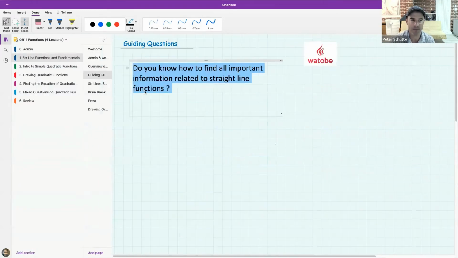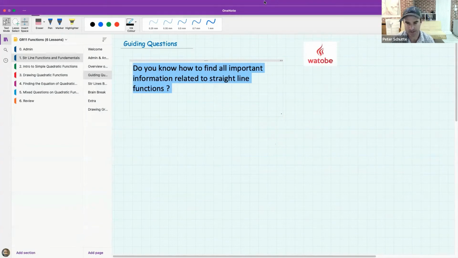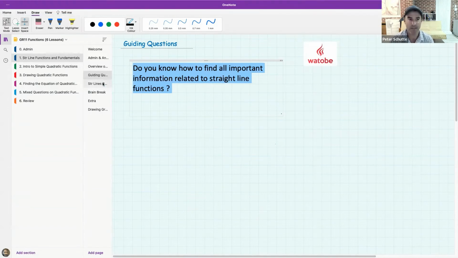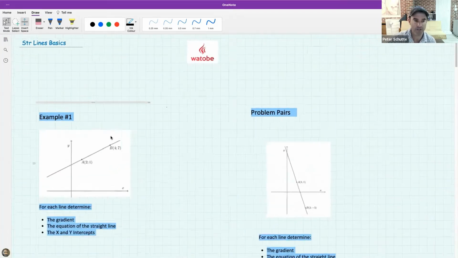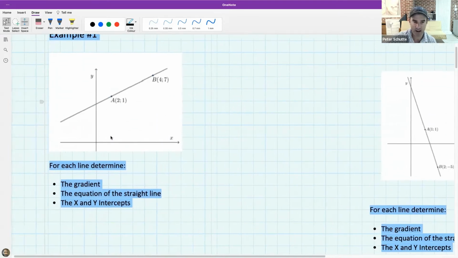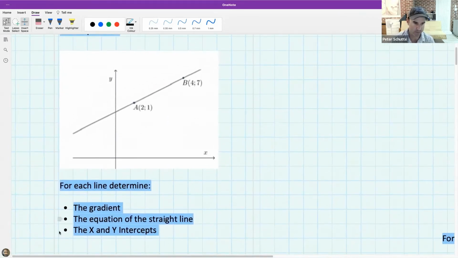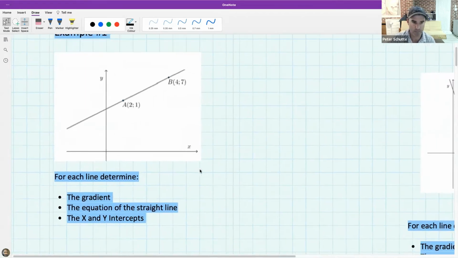Enough talking from me. Basically, the guiding question for tonight: do you know how to find all important information related to straight line functions? So I suppose important information is a broad term, but that's what I'm going to attempt to show you. So let's do an example. I'm going to do the first example, and then I'm going to ask you guys to do a second example.